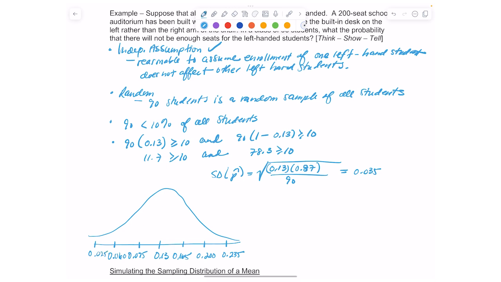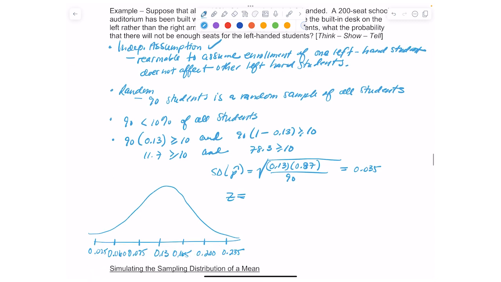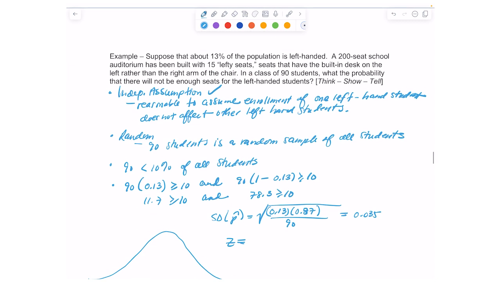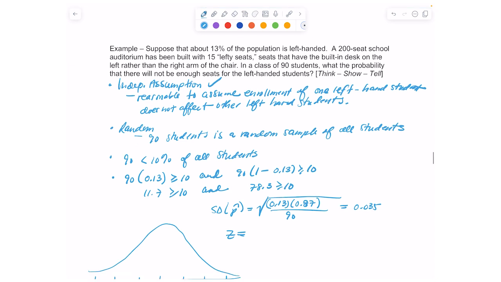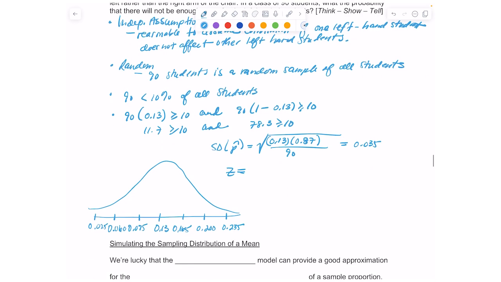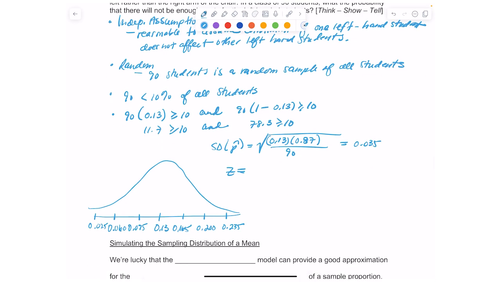Okay, so I need to find where p hat's going to go. So to do that, I need to find the z-score. And p hat here is just going to be 15 divided by 200, because it tells me here they're in a 200-seat school auditorium. There's been 15 left-handed seats. So 15 divided by 200 is my p hat. p, we know, is 0.13. And then my standard deviation is 0.035.